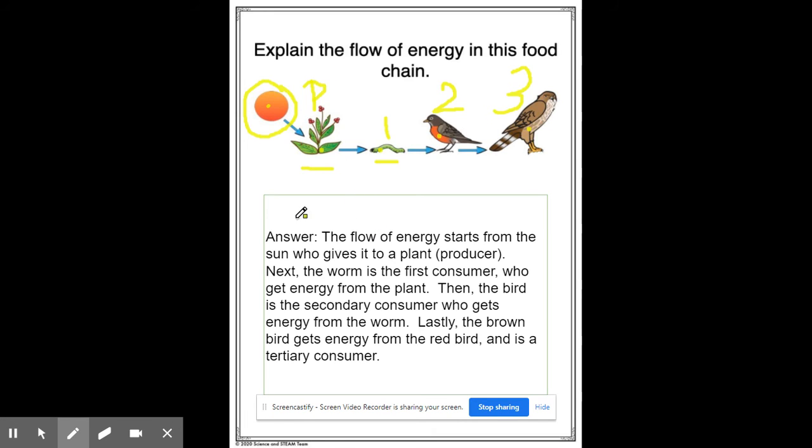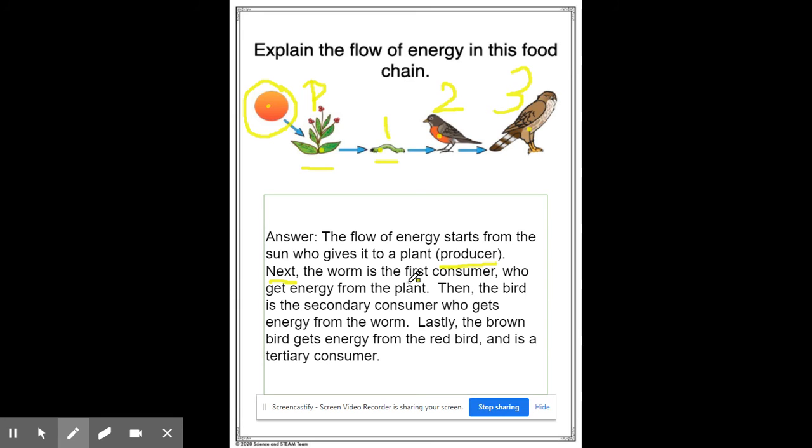So when I turn this into a flowing paragraph, I would say the flow of energy starts from the sun, who gives it to a plant, also known as a producer. They love when you incorporate vocabulary words on that test. They love it to show your understanding. Next, so I'm beginning with a nice transition word followed by my comma.